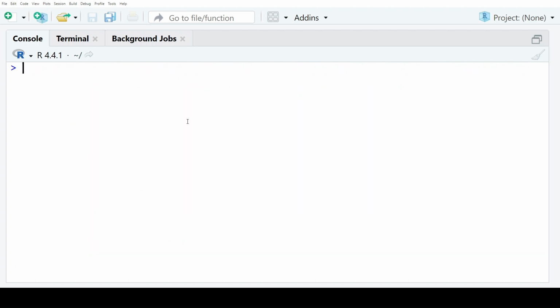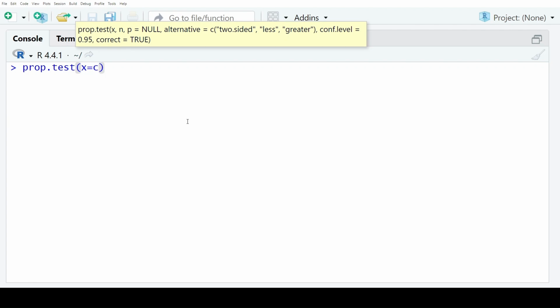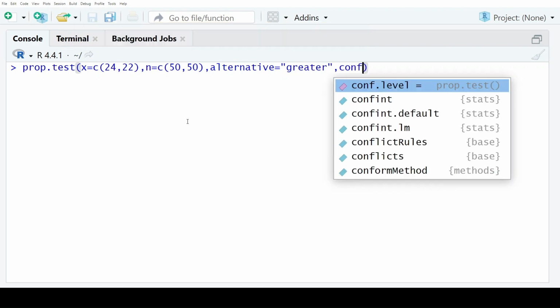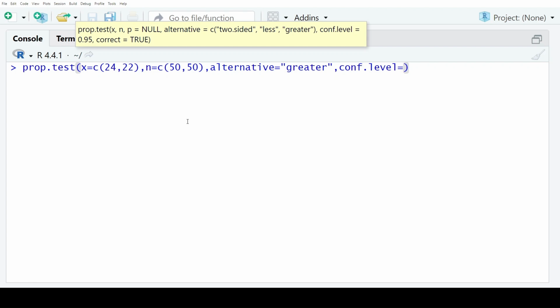Clear that out. prop.test, x equals collection. And now I did PC minus PW, so the chocolate has to come first. So 24 comma 22, n equals collection, 50, 50. Alternative equals greater. Confidence level equals 0.99 again. And then don't forget the correct equals FALSE.